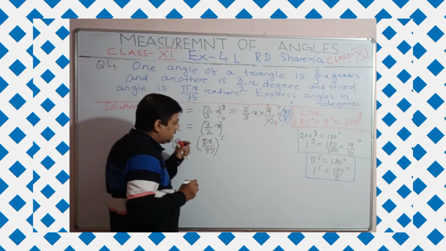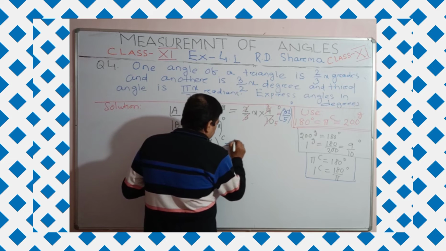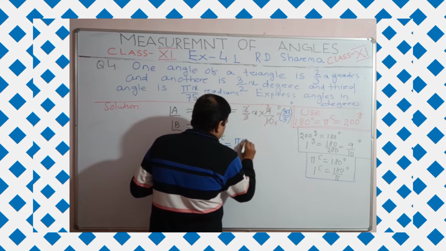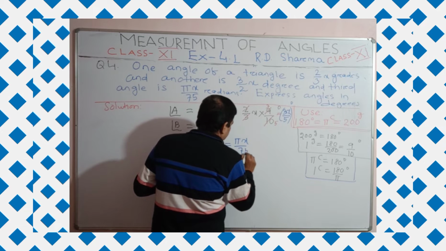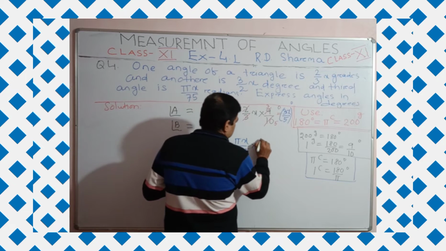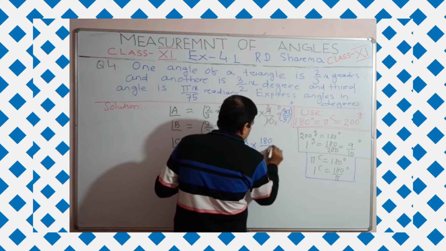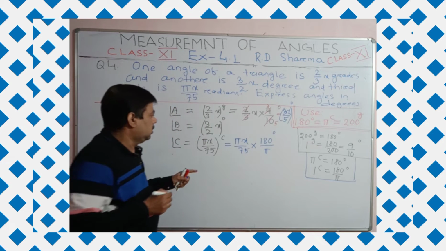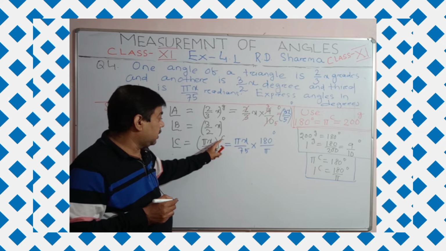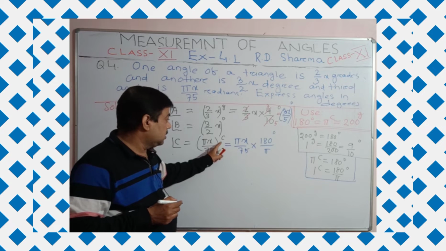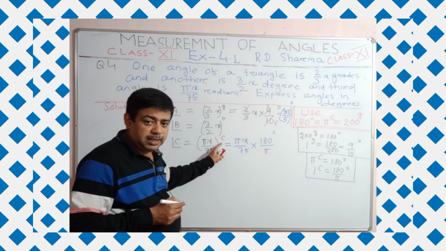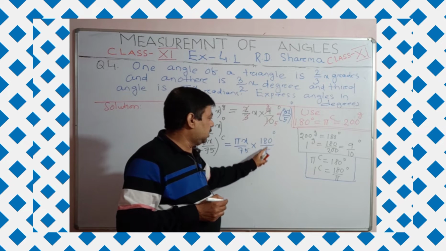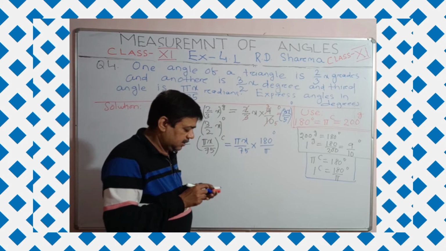So pi x by 75 radian can be written as pi x by 75 into 180 by pi degree. Here the angle is in radian. C stands for radian, the symbolic representation of radian for an angle. So we are converting into degree by multiplying by 180 upon pi. Yes or no?